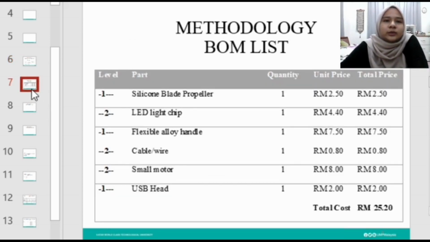Next is the methodology of the BOM list, which is the price list of every part. Here we have the silicone blade propeller, LED light chip, flexible alloy handle, cable or wire, small motor, and USB head. So the total cost of these parts is RM25.20.